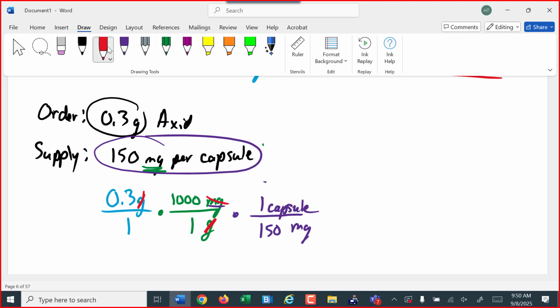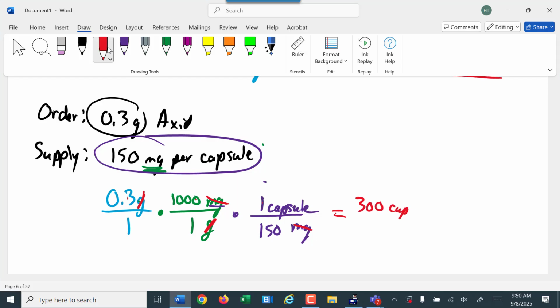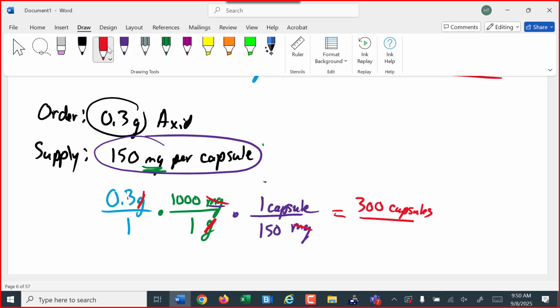So the milligrams cancel out. On top, 0.3 times 1,000 is 300, times 1 capsule is 300 capsules. Again, that's a nonsense unit. We're never going to deal with 300 capsules. We have to reduce yet. On bottom, 1 times 150 is 150. And then we divide. 300 capsules divided by 150 is 2 capsules. So we'd administer 2 capsules to the patient.